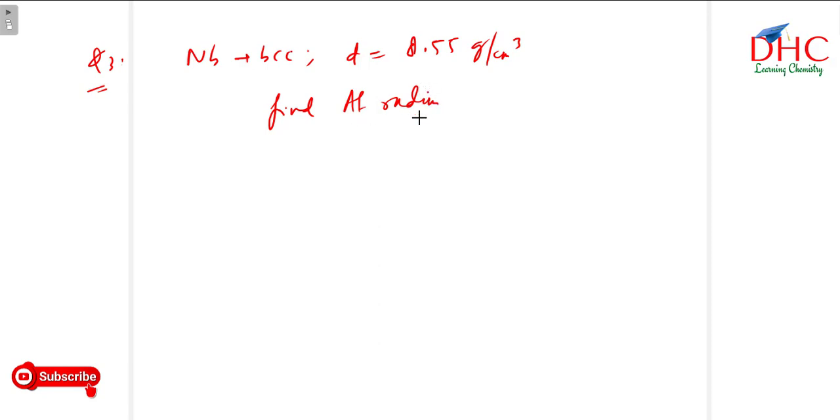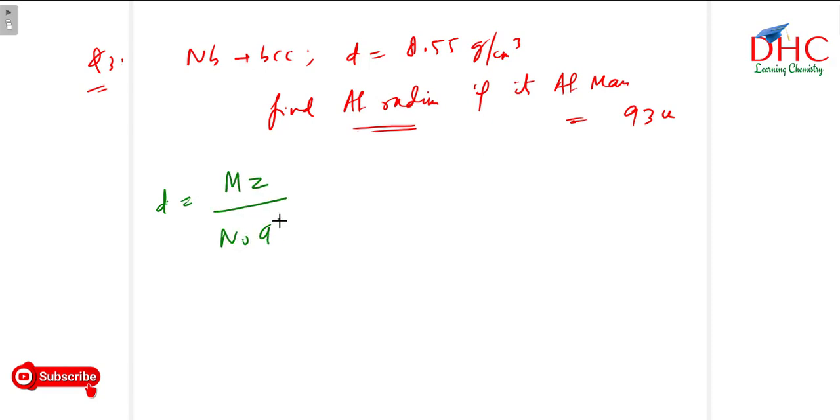Find atomic radius. आपको atomic radius निकालना है if its atomic mass is equal to 93u. तो atomic mass आपका दिया हुआ है, आपका atomic radius निकालना है और D दिया हुआ है, BCC lattice दिया हुआ है. आपको पता है density is equal to m into Z divided by n naught into a cube.